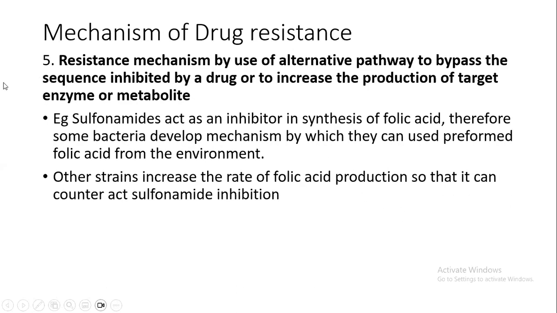The last mechanism of resistance is by use of an alternative pathway to bypass the sequence inhibited by the drug or to increase the production of the target enzyme or metabolite. For example, sulfonamide inhibits folic acid synthesis, and therefore some bacteria develop a mechanism by which they can use pre-formed folic acid from the environment. Other strains increase the rate of folic acid production so that it can counteract the sulfonamide inhibition.